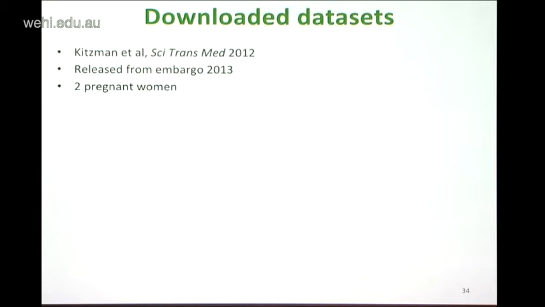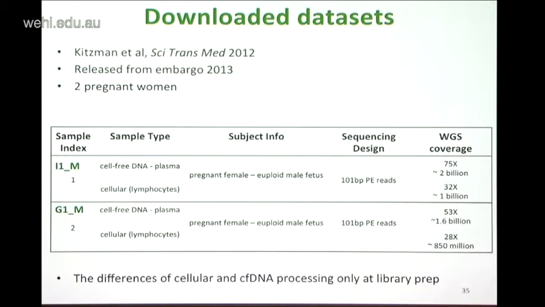We couldn't generate extremely high coverage data locally, so we looked for public data sets, and we found one published by Jacob Kitzman, which was first published way back in 2012, although the data wasn't released until last year. What they did was use this data for something completely different from what we used it for, but we were very lucky to find it because this data fulfilled our wish list. The data came from 2 pregnant women. They will be named I1M and G1M.